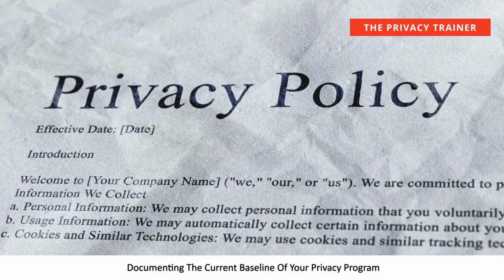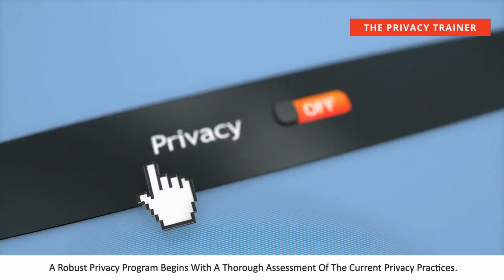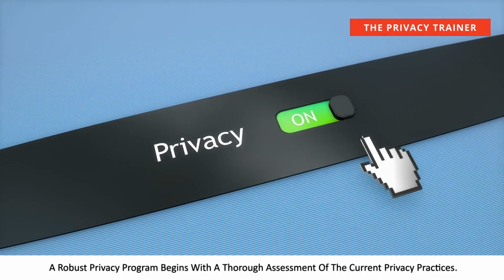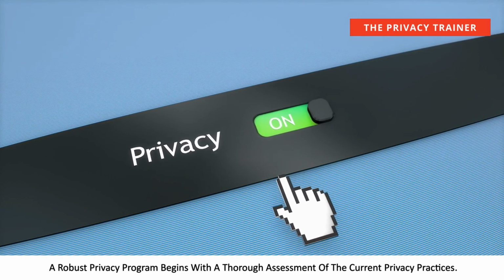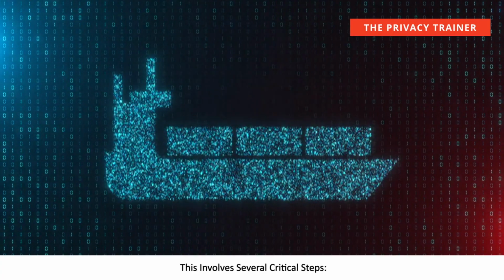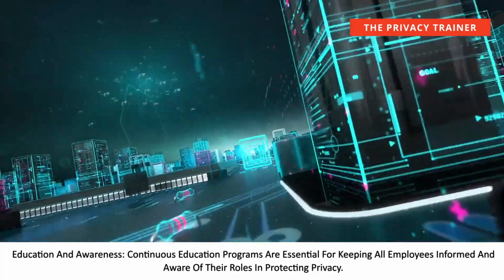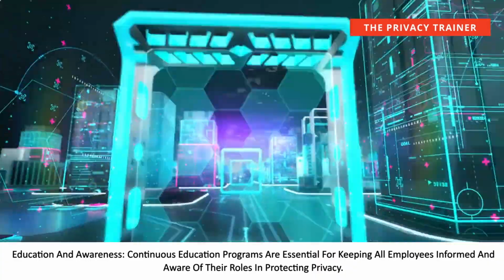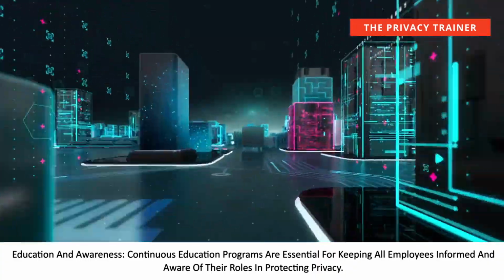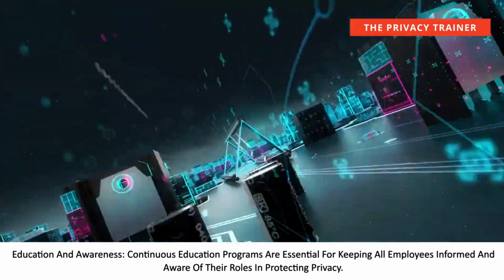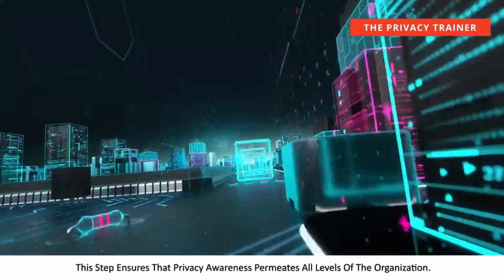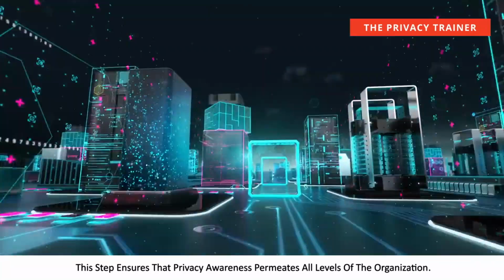Documenting the current baseline of your privacy program. A robust privacy program begins with a thorough assessment of the current privacy practices. This involves several critical steps. Education and awareness. Continuous education programs are essential for keeping all employees informed and aware of their roles in protecting privacy. This step ensures that privacy awareness permeates all levels of the organization.